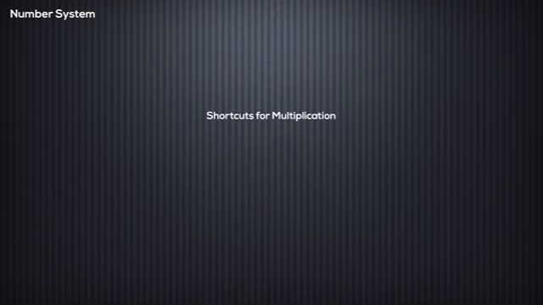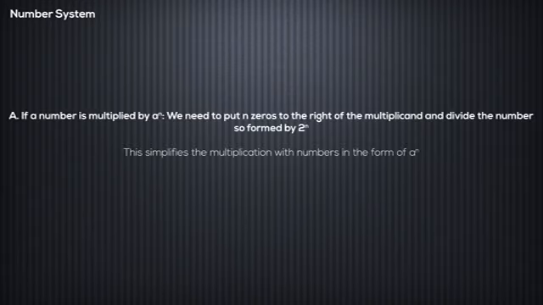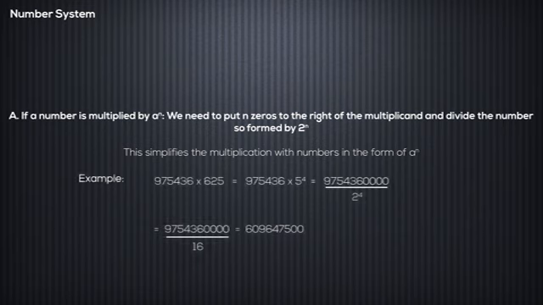There are some shortcuts for multiplication. Let's go through them. Multiplication by distributive law. A into B plus C is equal to AB plus AC, and A into B minus C is equal to AB minus AC. Example. In these examples, using the distributive law makes the calculation simpler and faster. If a number is multiplied by 5 raised to n, we need to put n zeros to the right of the multiplicand and divide the number so formed by 2 raised to n. This simplifies the multiplication with numbers in the form of 5 raised to n. Here is an example.